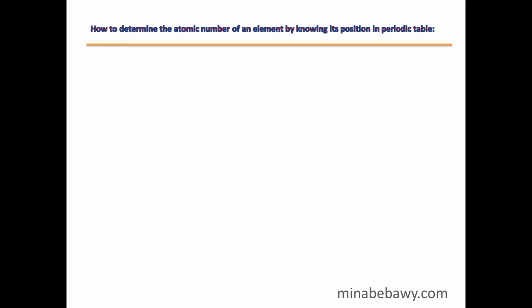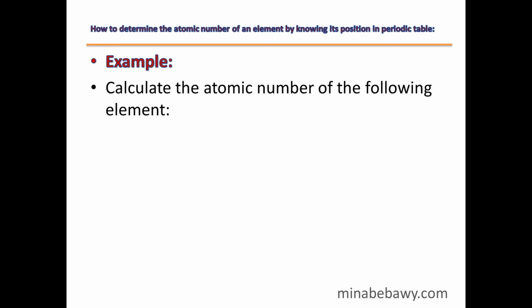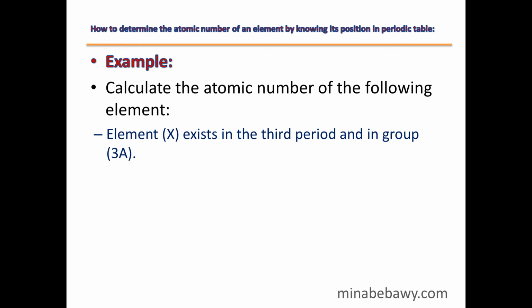Now we will do another step. How to determine the atomic number of an element by knowing its position. For example, calculate the atomic number of the following elements. We have an unknown element which is X, which exists in the third period, period number 3, and the group 3A.